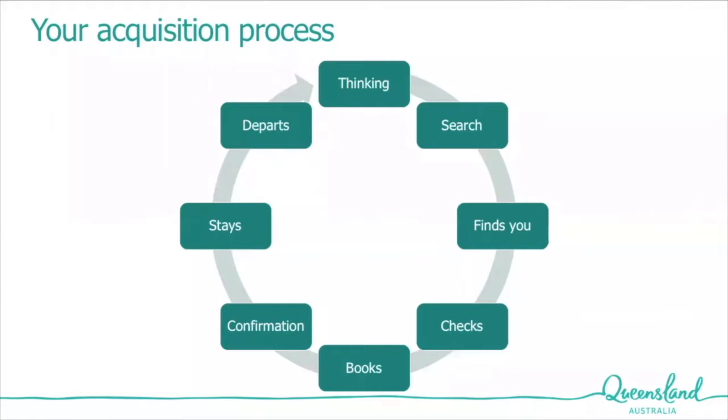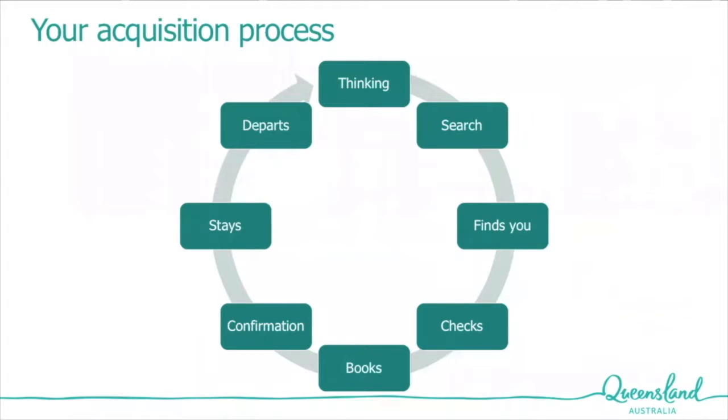Once they find you, that's when they're going to start to look for your credentials and get information about price, availability, what you offer. Now, they'll be finding you hopefully directly on Google, in social media, online travel agencies, TripAdvisor. There are all these different touch points that your ideal customer could be using.